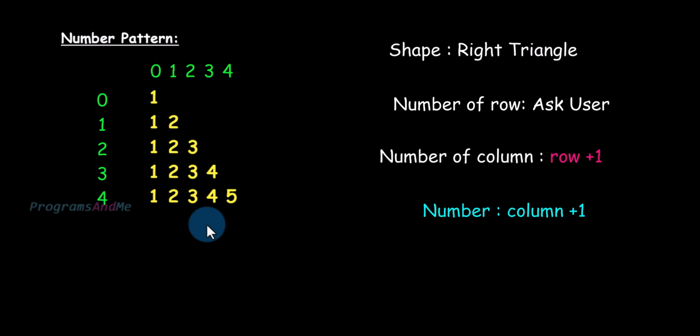And to print numbers, in column 0 we want 1, in column 1 we want 2, in column 2 we want 3, in column 3 we want 4, in column 4 we want 5. So that is nothing but column plus 1, right? To print numbers we'll use the formula column plus 1. Alright, so this is about the shape of the pattern and the numbers we want to print in this pattern. Okay, then let's write the program.